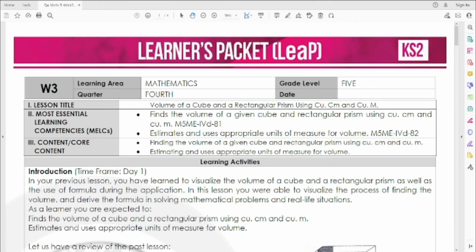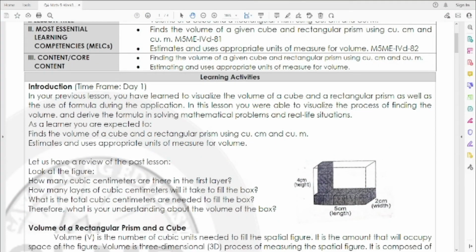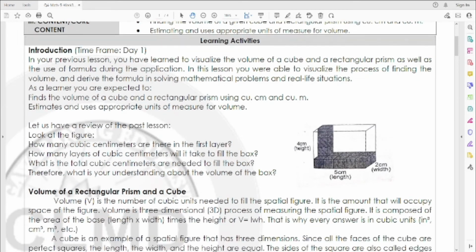Good day everyone. Our lesson today is the volume of a cube and a rectangular prism using cubic centimeter and cubic meter. So let us have a review of the past lesson. Look at this figure. We have 4 centimeter height, 5 centimeter length, 2 centimeter width. Our first question is, how many cubic centimeters are there in the first layer?